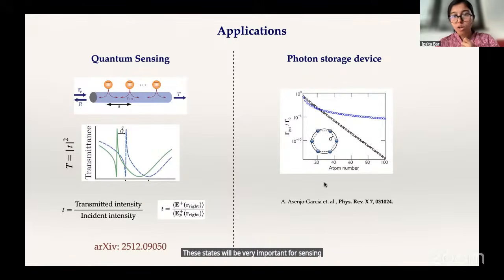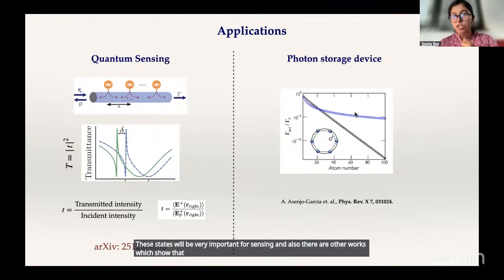And also there are other works which show that the decay rate is very small for different geometries, and thus it can be used as a photon storage device.